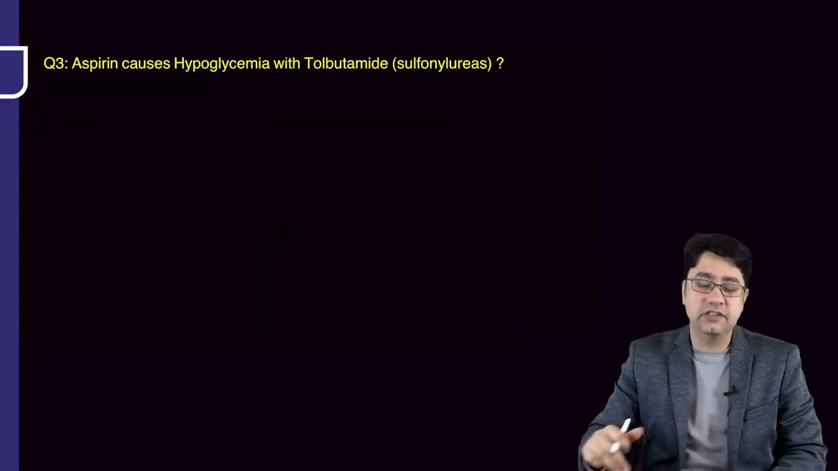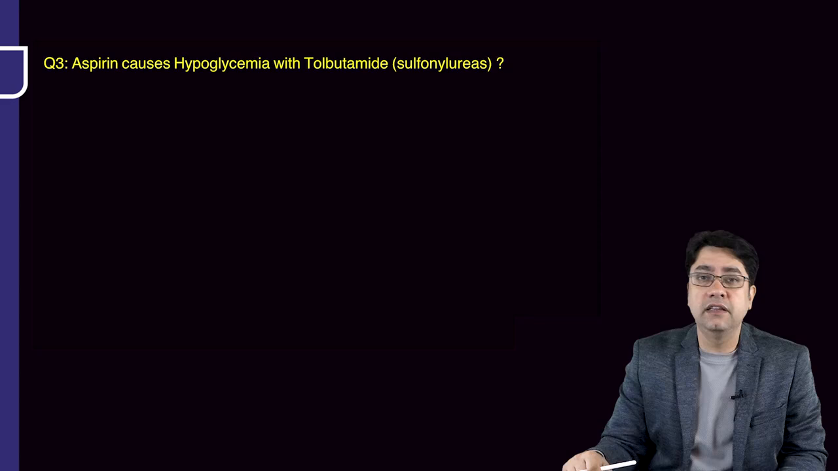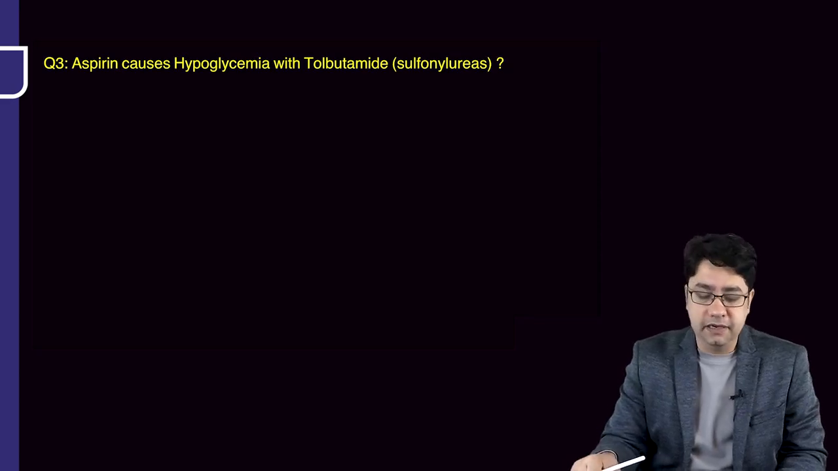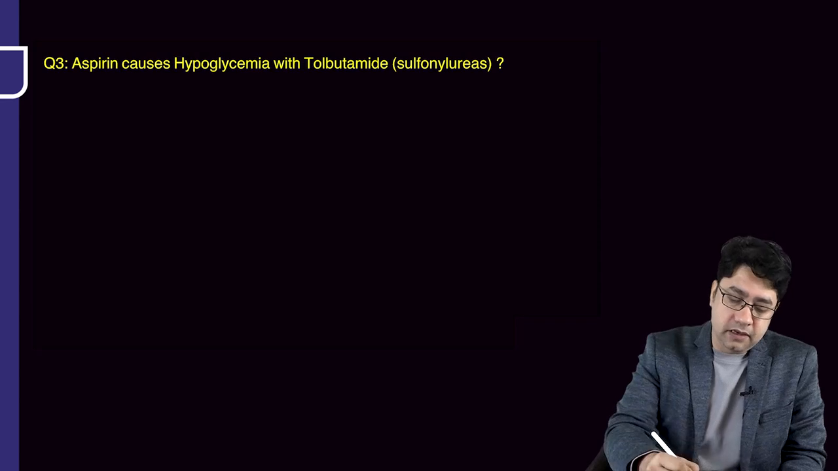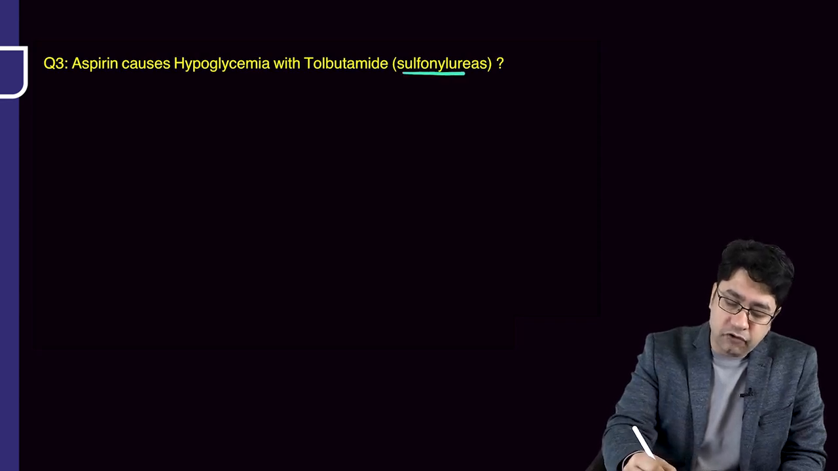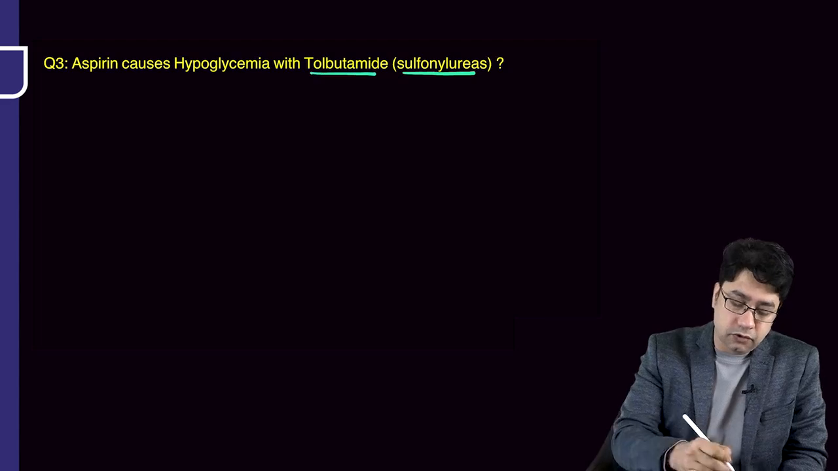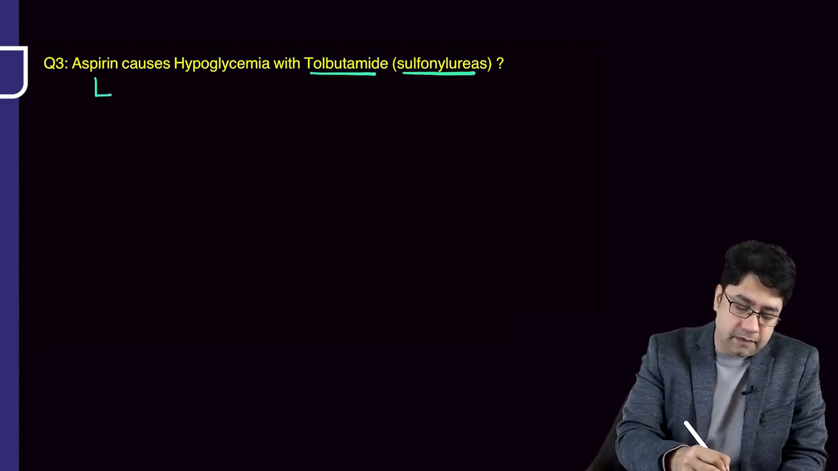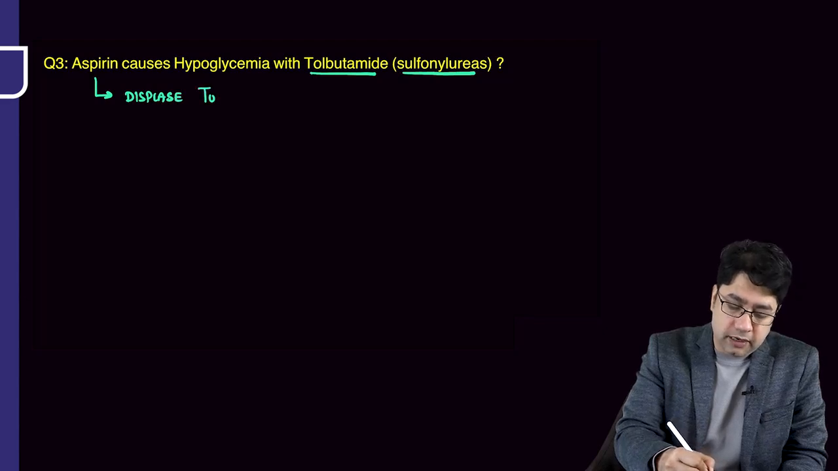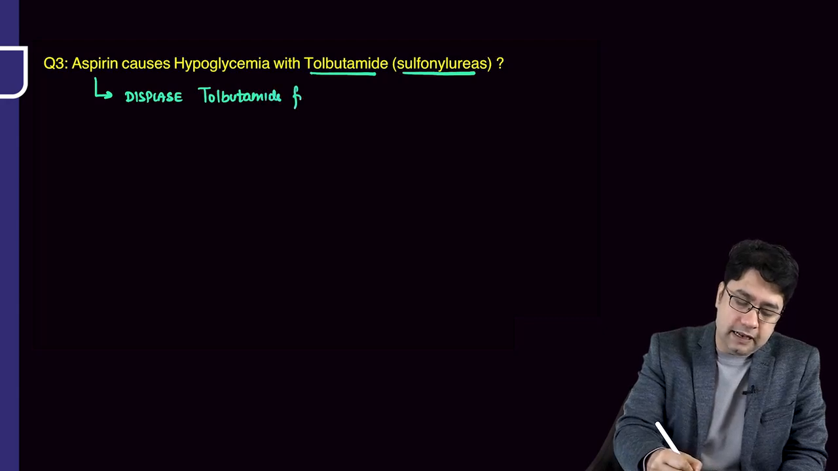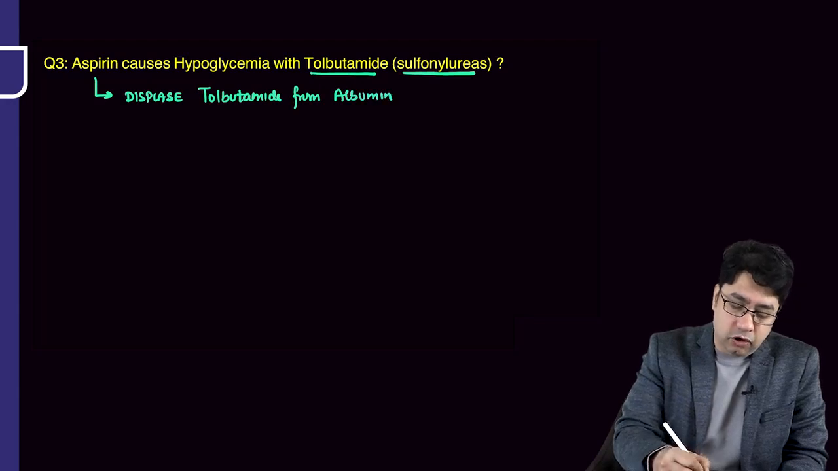And the last interaction which is asked is aspirin causes hypoglycemia with tolbutamide. Now, tolbutamide is a sulfonylurea. So, what happens when you give aspirin? Aspirin displaces tolbutamide from albumin. So, again, tolbutamide free fraction will increase.